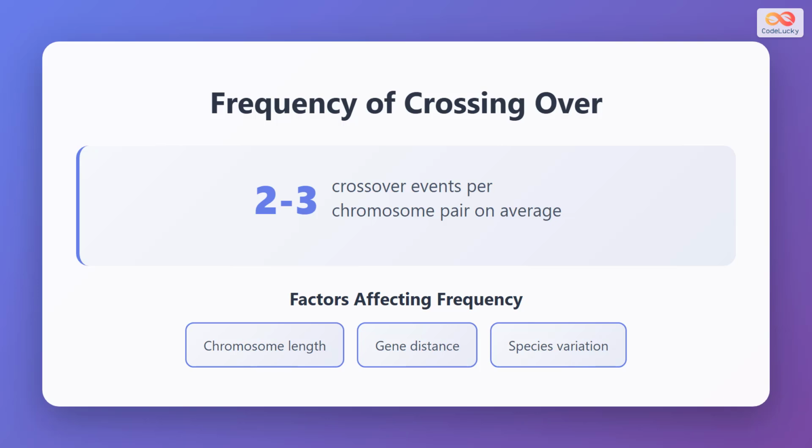Crossing over doesn't happen randomly or constantly. On average, there are 2 to 3 crossover events per chromosome pair during meiosis. This means each pair of homologous chromosomes typically exchanges genetic material at 2 or 3 locations. However, this frequency isn't fixed and depends on several factors. The length of the chromosome plays a role, with longer chromosomes generally having more crossover events. Gene distance also matters because genes that are farther apart on a chromosome are more likely to have a crossover occur between them. Finally, there's species variation, meaning different organisms have different crossing over frequencies based on their biology and evolutionary history.